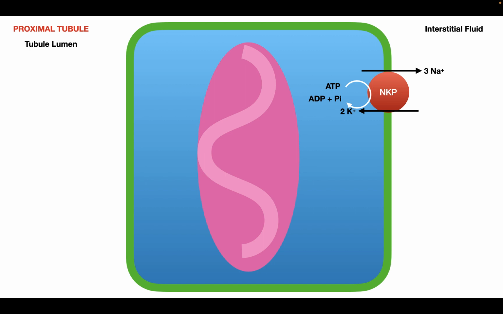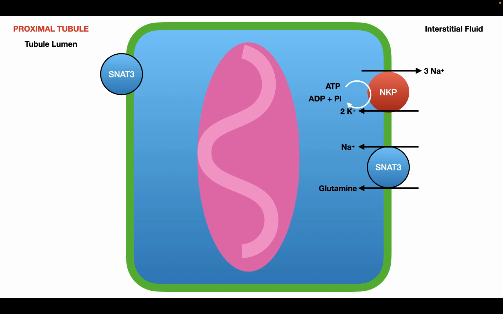Now the sodium-potassium pump is going to power a specific cotransporter called SNAT3. So SNAT3 cotransports 1 sodium and 1 glutamine into the cytosol. Now, in addition to the SNAT3 transporters that are on the basolateral membrane, we also have SNAT3 transporters on the apical membrane. These transporters also co-transport sodium and glutamine into the cell.